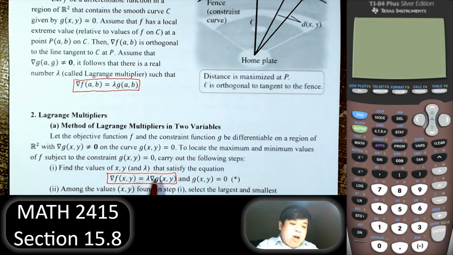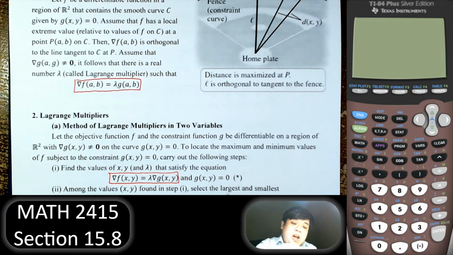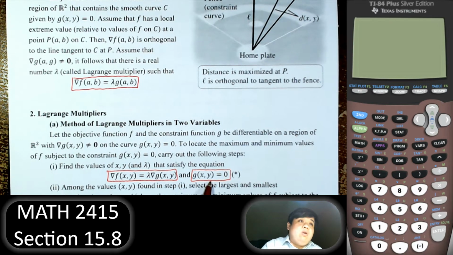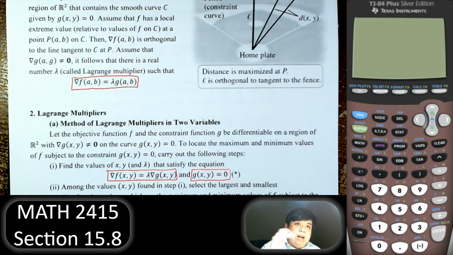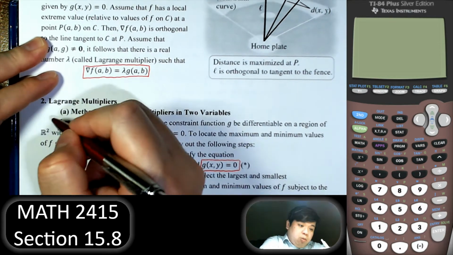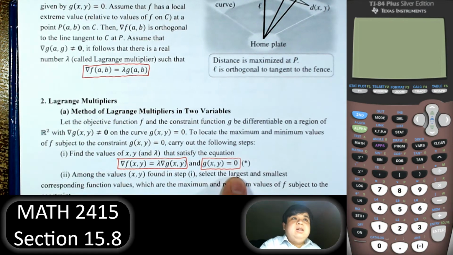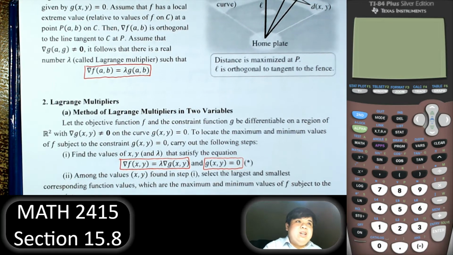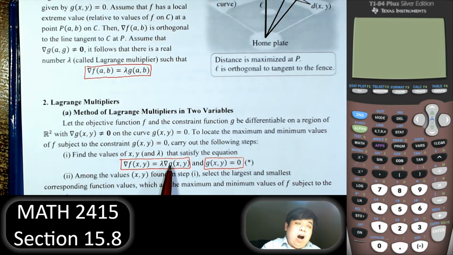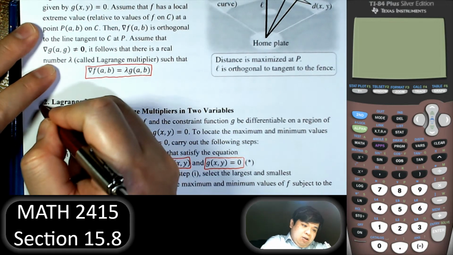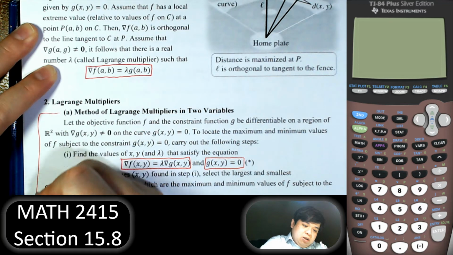But if we do that, there will be two equations with three variables, not enough, so we have to take the constraint itself. And we solve this system of equations, and then we test the solutions to see which one is the max and which one is the min. Because that is pretty much what the whole section is about: the gradient of the function aligns with the gradient of the constraint, and then the constraint itself. That is the method of Lagrange multipliers.